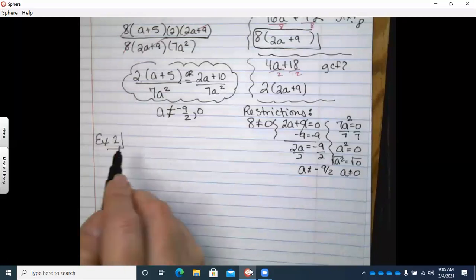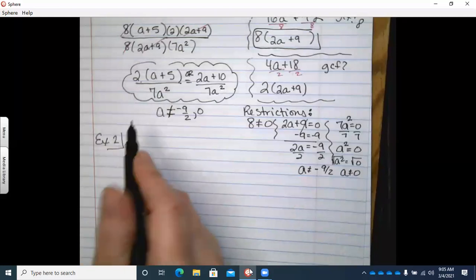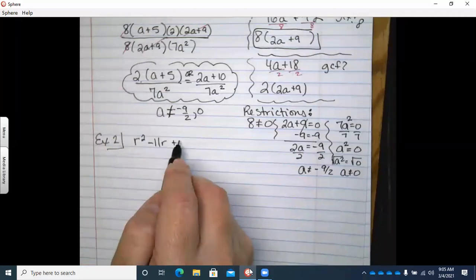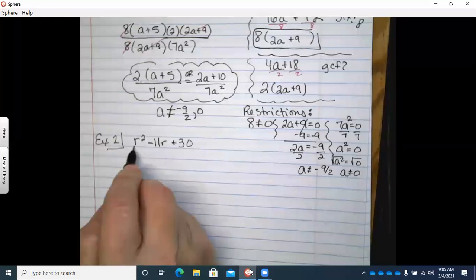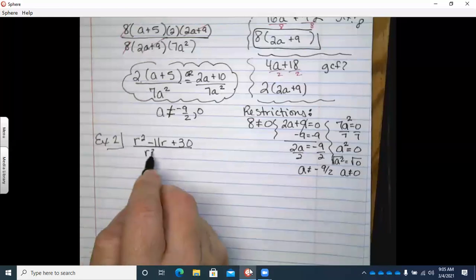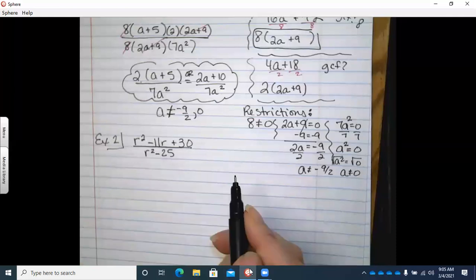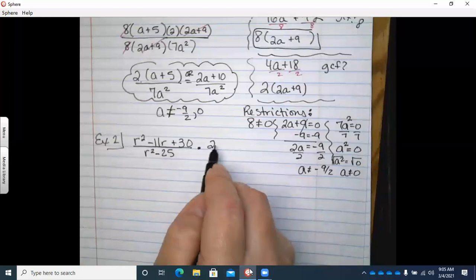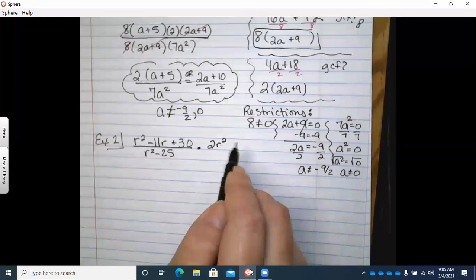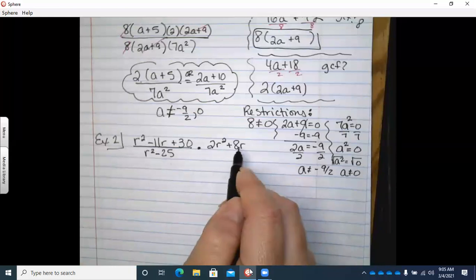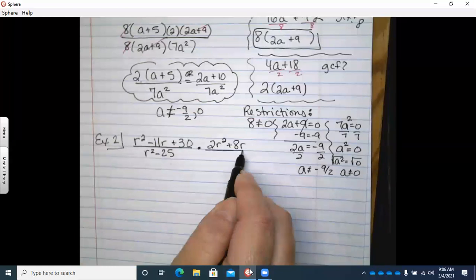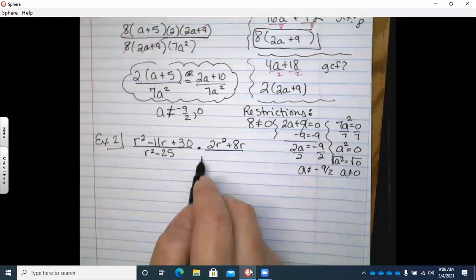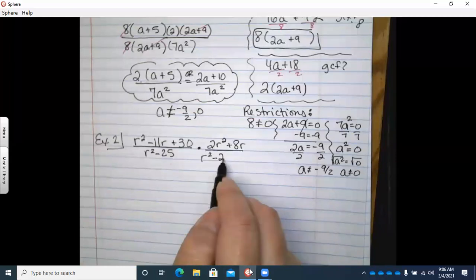Let's look at r squared minus 11r plus 30, quantity divided by r squared minus 25. And we're going to multiply that by 2r squared plus 8r, quantity divided by r squared minus 2r minus 24.